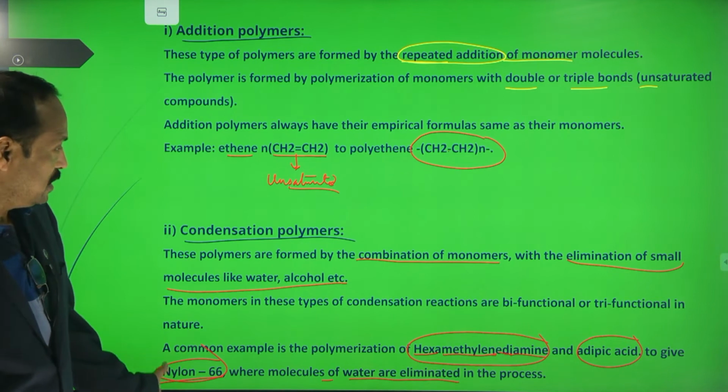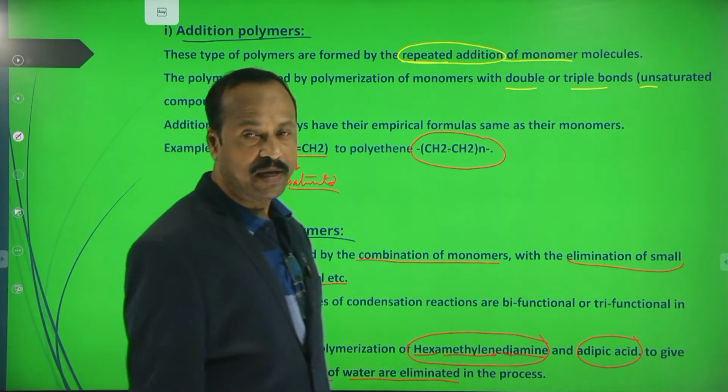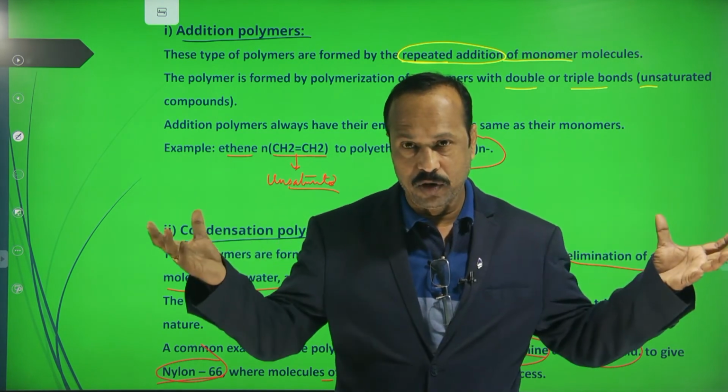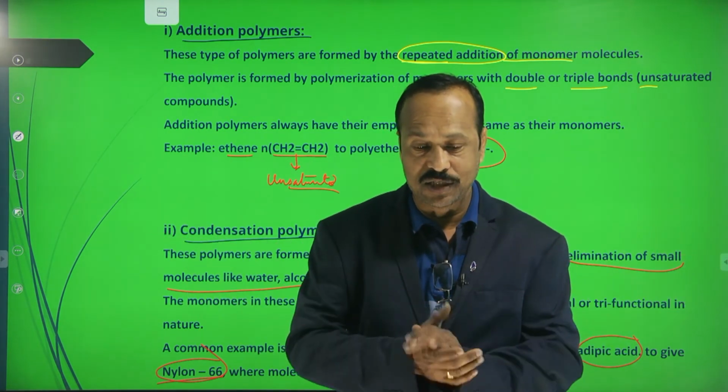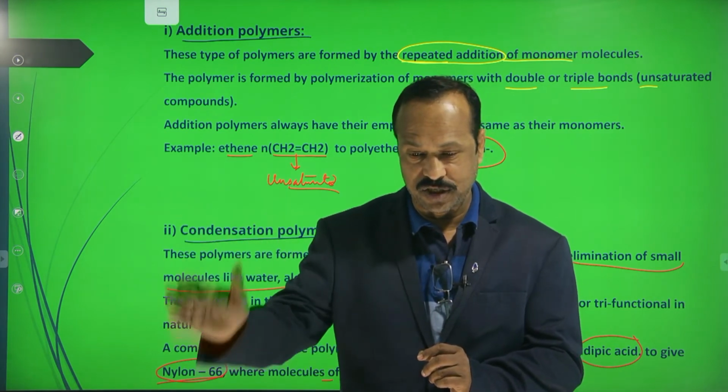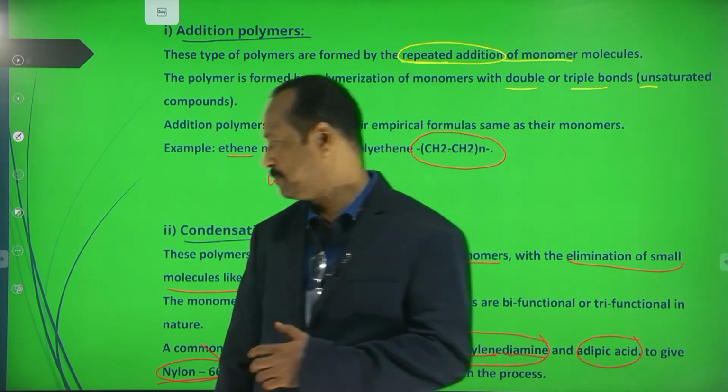So like this, when molecules combine by losing water molecules or small molecules, they form a big molecule, that is, a polymer is formed. That process is called condensation polymerization. Is this clear, Avinash?